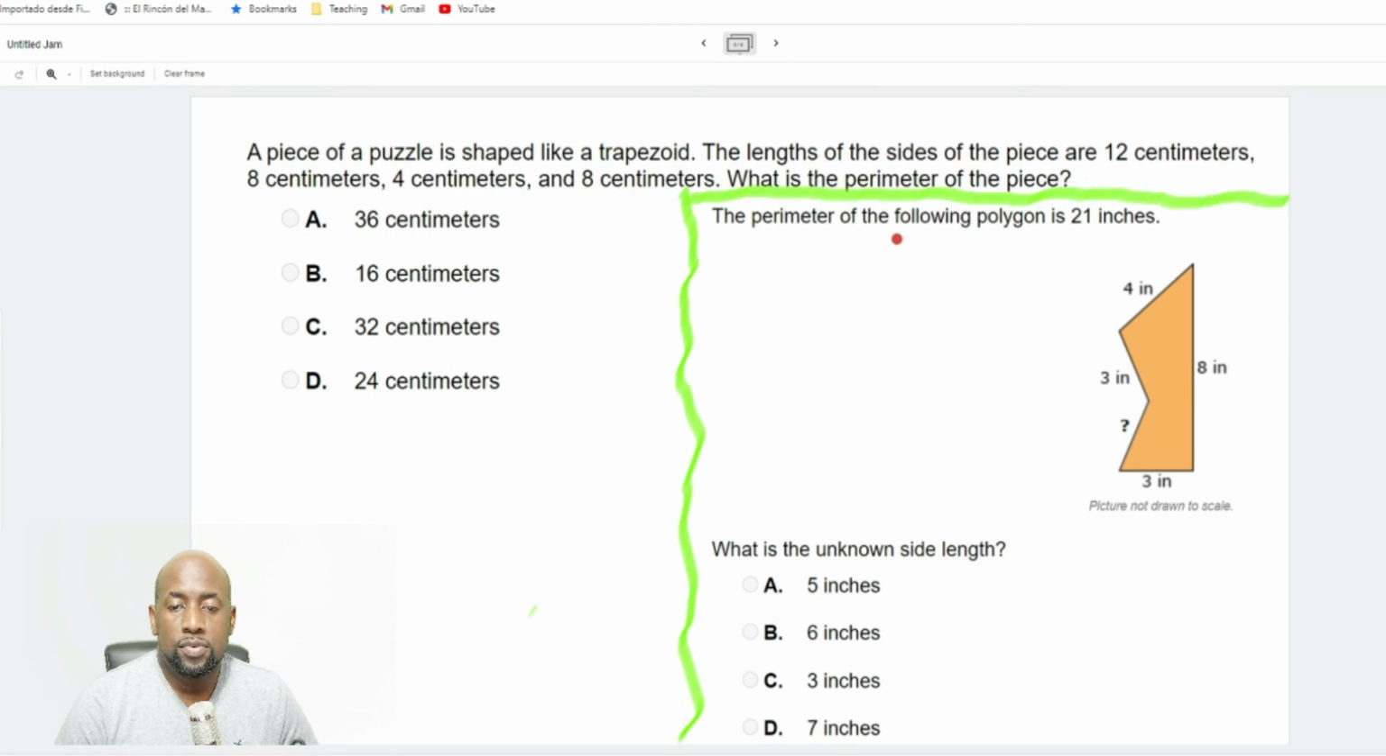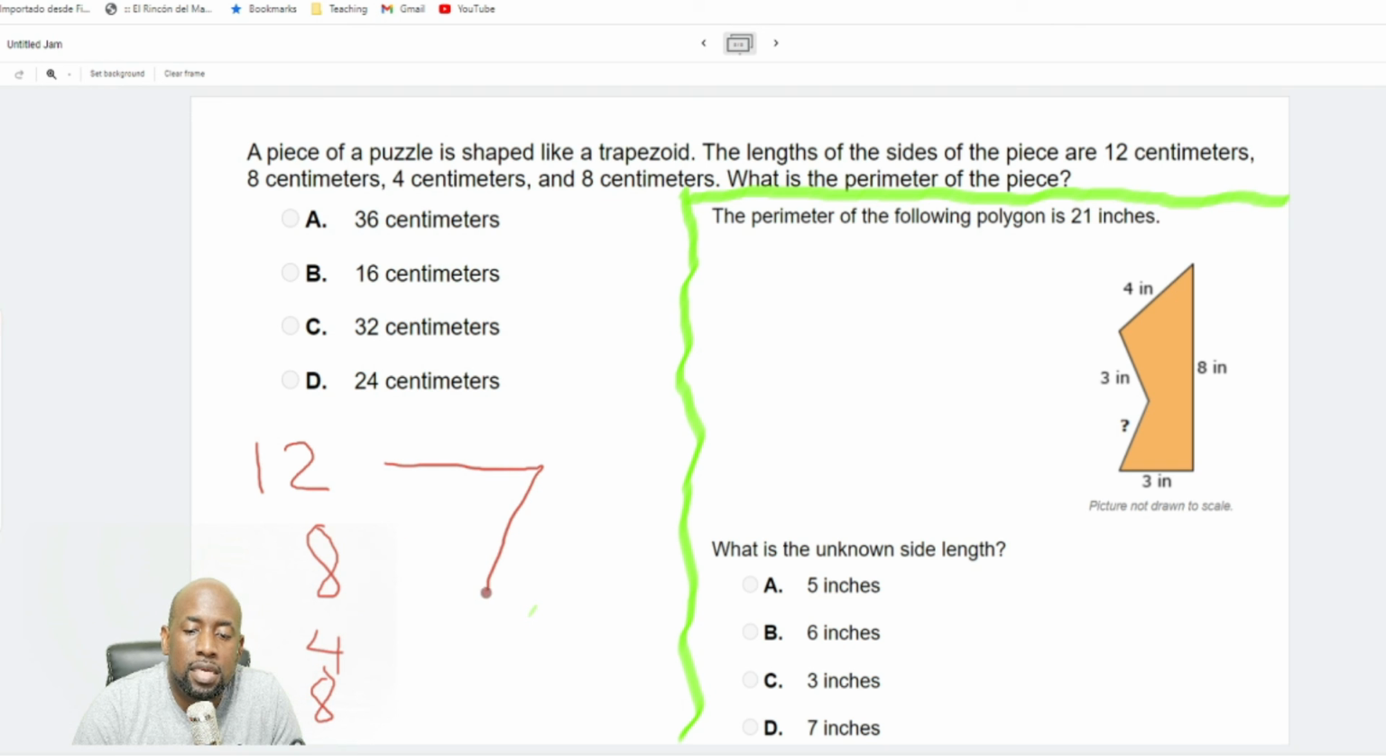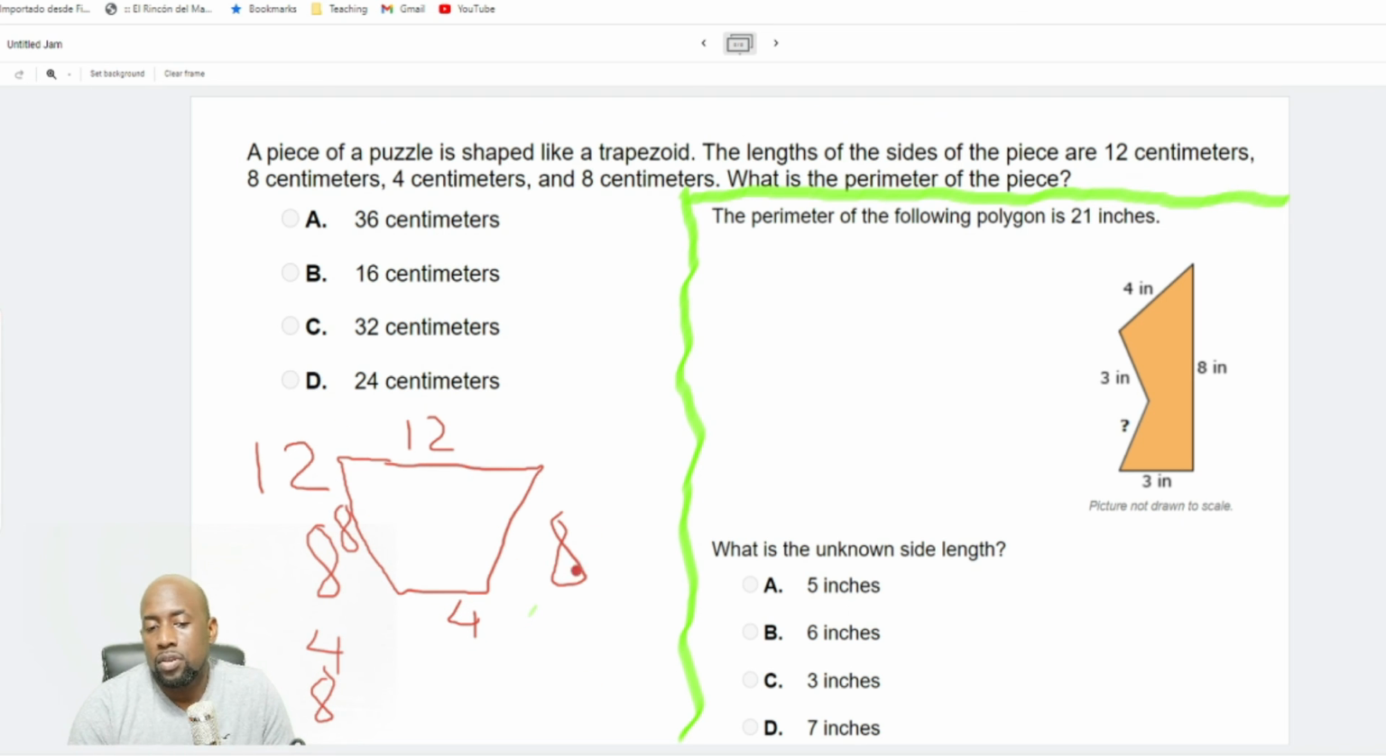Last but not least, we have here 2 problems in the same page. So here, a piece of a puzzle is shaped like a trapezoid. The lengths of the sides of the pieces are 12 centimeters, 12, 8, 4, and 8. A trapezoid is something like this. So the 1, 2, 3, 4. And then you put the numbers around. It says 4, it says 8. And then you add them. Once you add them, what is your answer here? You can pause the video to find the answer for this.